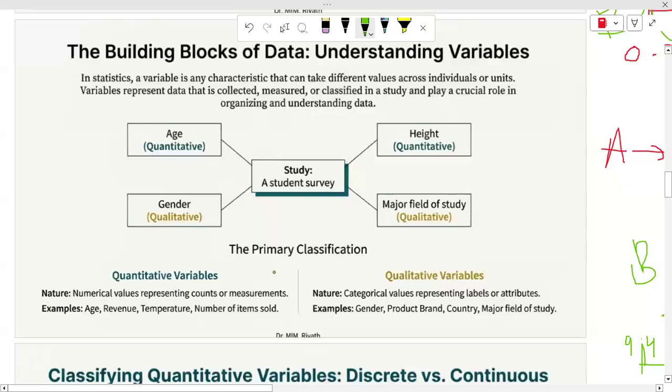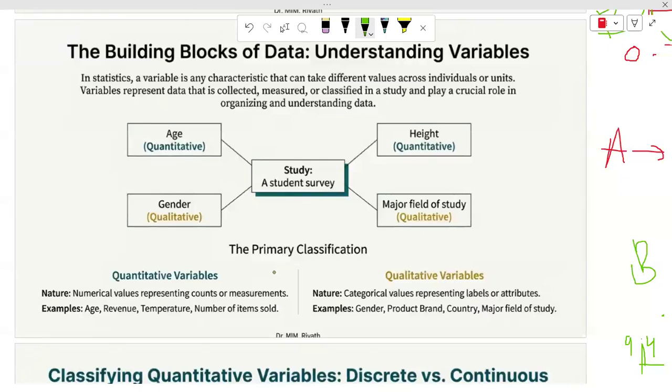Here, then, building blocks of data: understanding variables. Variables means something that varies. For example, I ask you for your height. It's a variable. It varies in each and every observation. Everybody of you has a different value. It varies, right?